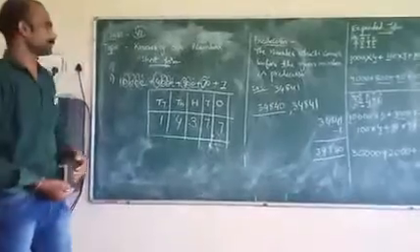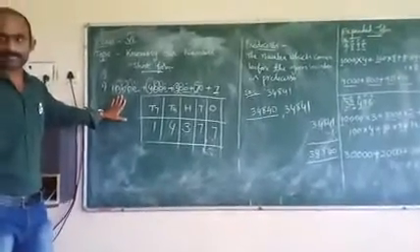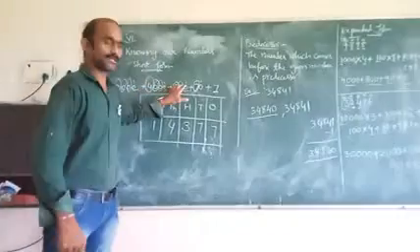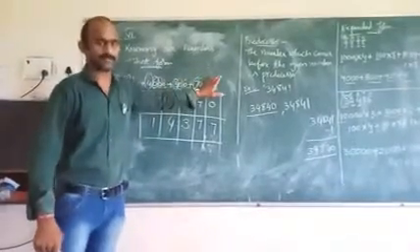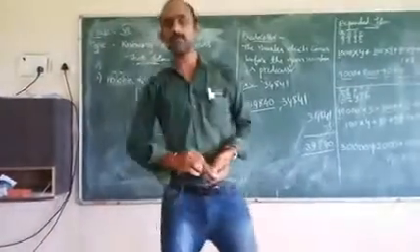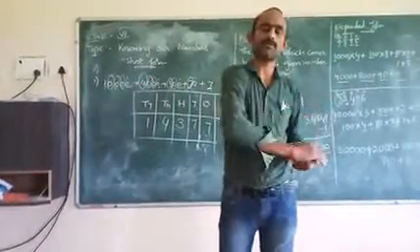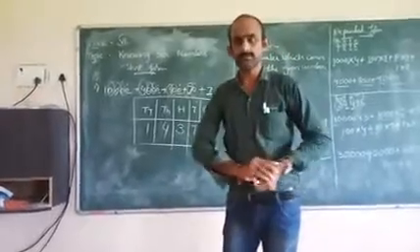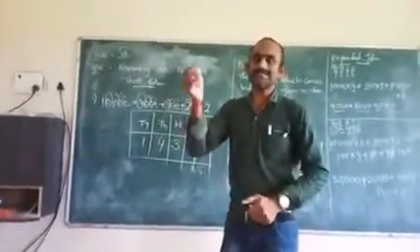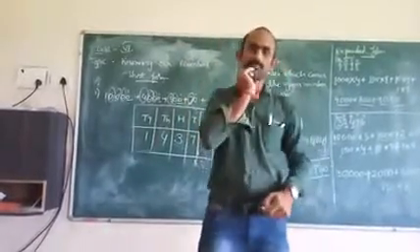So the expanded form here is given. The number is given in expanded form: 10,000 plus 4,000 plus 300 plus 70 plus 7. And when you are writing from expanded form to short form, you have to place the values according to the digits, according to the place.